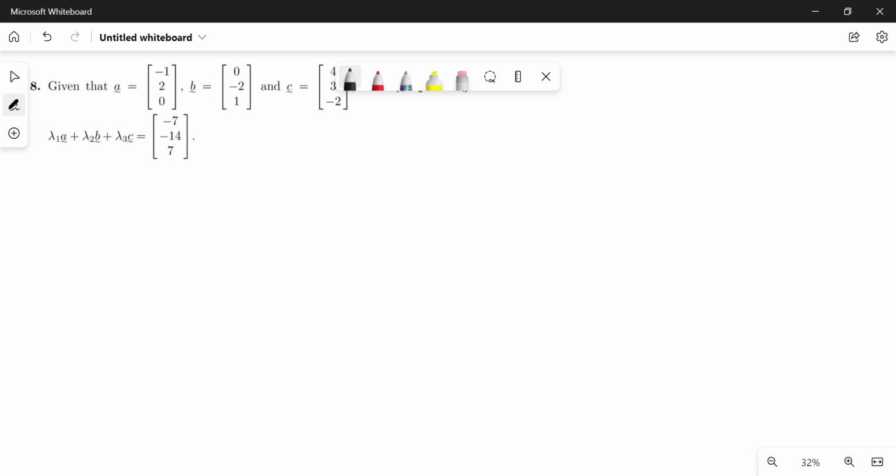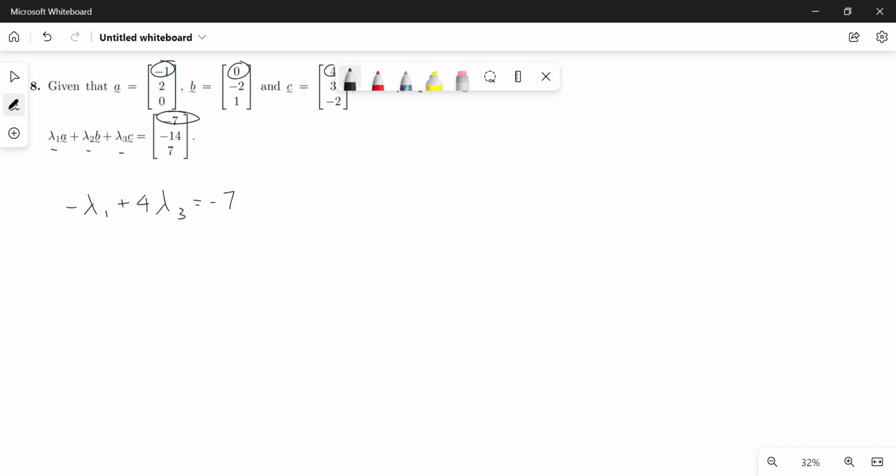So question 8 is a bit more involved than question 7 because there are 3 unknowns this time. So we definitely want 3 equations. Going across and looking at the x's, the -1, the 0 and the 4, popping them in here, we've got negative lambda 1 plus 0 lambda 2 plus 4 lambda 3 equals -7.